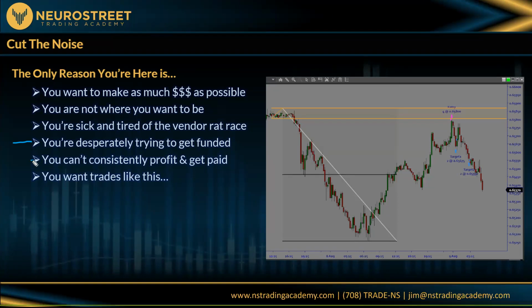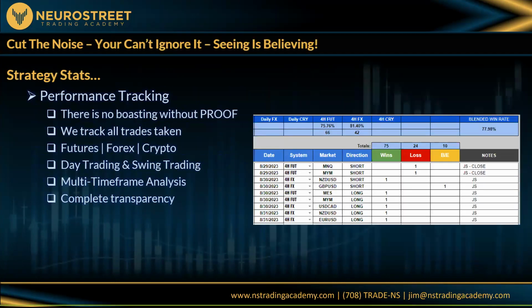Maybe you're funded, but you just can't consistently profit enough to get paid, right? Maybe that's you. Or maybe you just want more trades like this. Target, 2 target, right? So we can help you. So you're in the right place, okay? Yes, we got some in the evals for sure, okay?